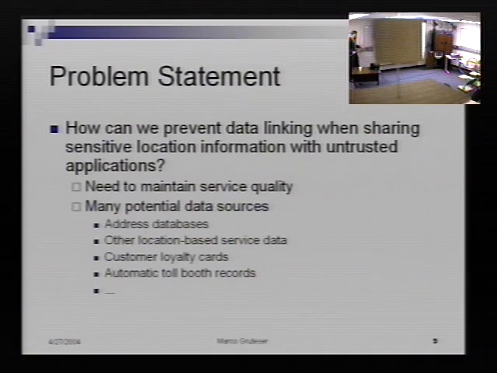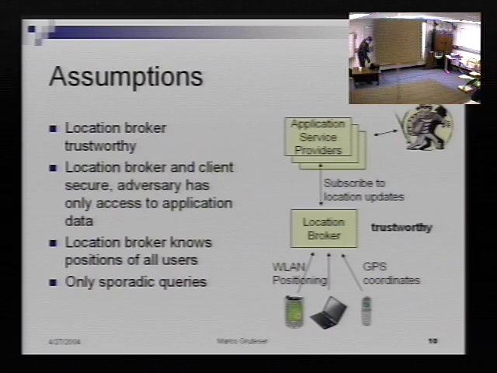So the problem again is, how can we prevent that data linking when we want to reveal location information to an untrusted application service provider? We want to use their service, so we have to reveal information, but we do not want them to link it to an identity. And of course we need to maintain the quality of that service. The service can't just become useless to us. And there are many potential data sources that an adversary may have and that we don't know in advance.